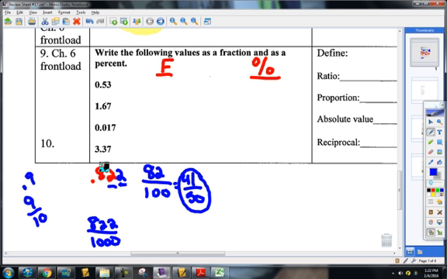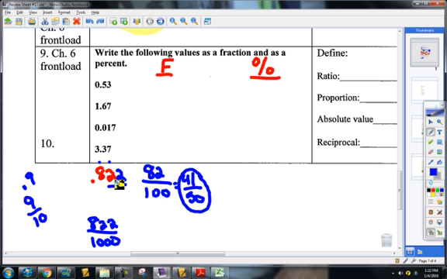So remember, it's tenths, hundredths, thousandths. And if it ends in this one, it's going to be out of 100. If it ends in this one, it's going to be out of 1,000. If it's out of this one, it's going to end in tenths or tens. It's going to end in 10. Okay? All right, so we've already done that.